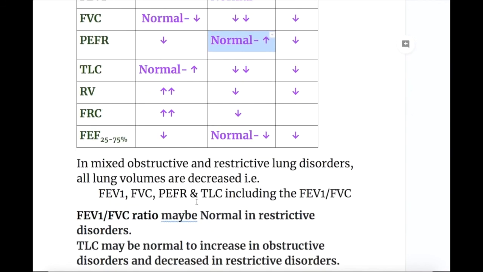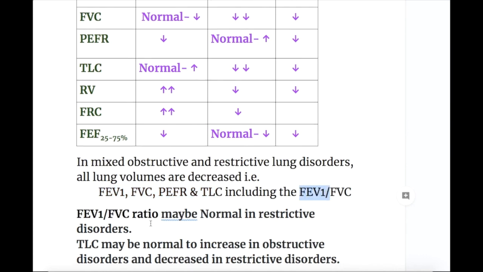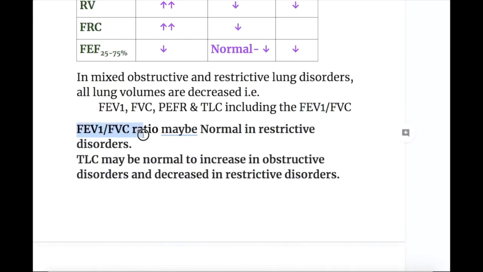So I repeat briefly, in mixed obstructive and restrictive lung disorders, all lung volumes are decreased, that is FEV1, FVC, peak expiratory flow rate and TLC, including the FEV1 to FVC ratio. FEV1 to FVC ratio may be normal in restrictive disorder or it may be increased, and TLC may be normal to increased in obstructive disorders and decreased in restrictive disorders, and the ratio of FEV1 to FVC is decreased in obstructive disorders.